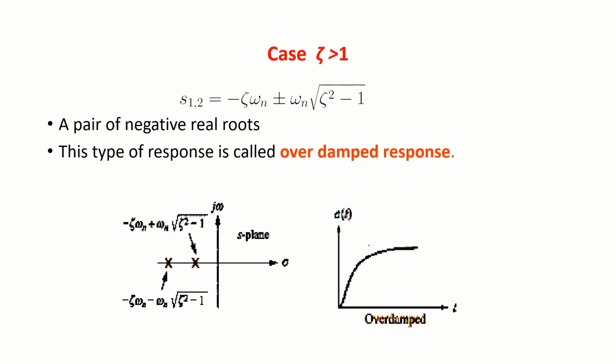If zeta is greater than 1, you get two unequal, negative real roots. One here, one here. Again the response is like this, no oscillation. The response and root locations you need to note down. That is what is important.